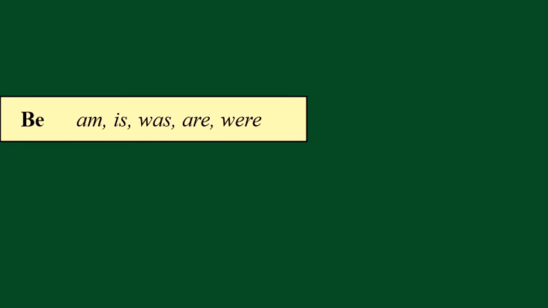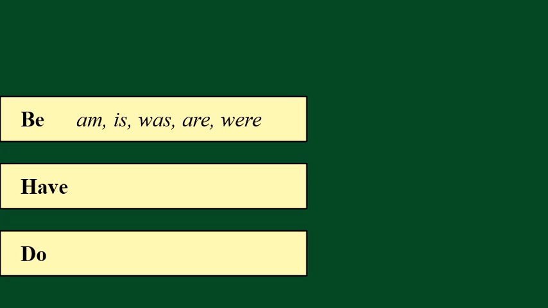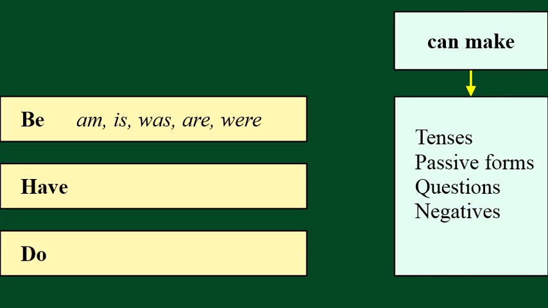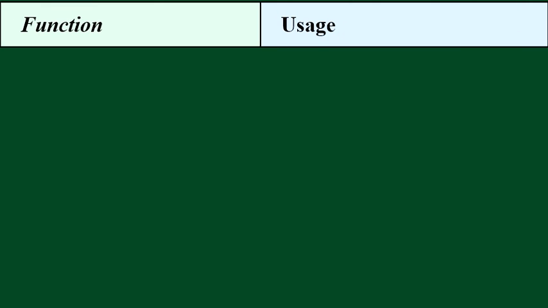The verbs be, which has the forms am, is, was, are, were, have and do, when used with ordinary verbs to make tenses, passive forms, questions and negatives, are called primary auxiliary verbs. These primary auxiliaries can be used as main verbs as well. Let us now study the function and usage of these auxiliaries.